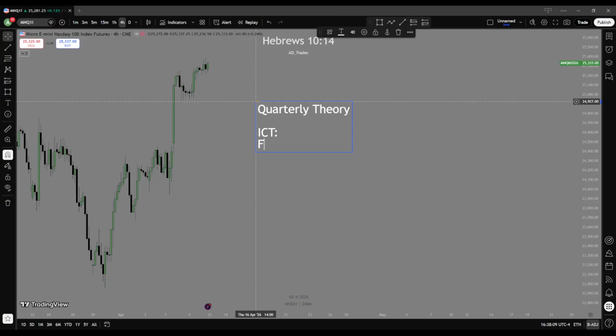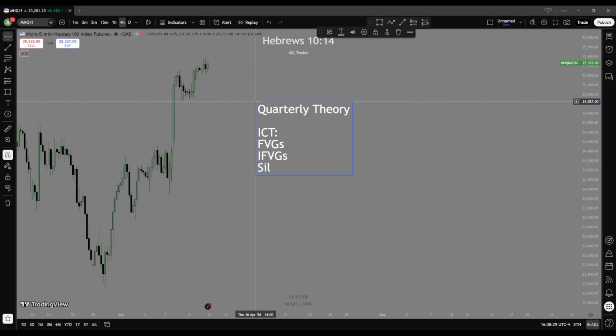So, fair value gaps, you should know exactly what they are and how they work. Inverse fair value gaps are exactly the same thing, very similar, kind of the same. I have a video on inverses too on my TikTok, so go check that out as well. You should also know about the silver bullet times.